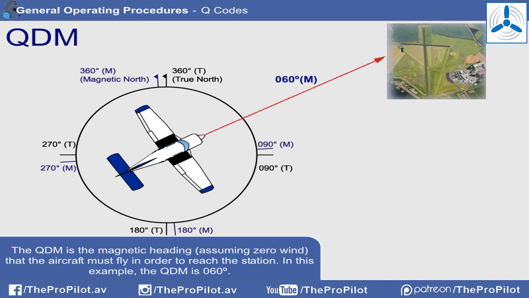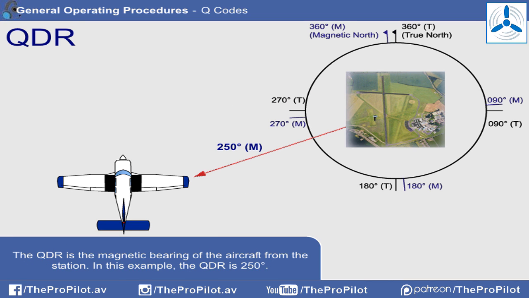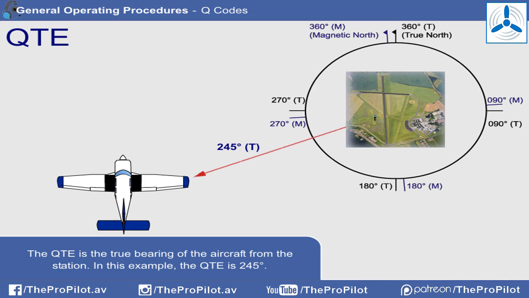The QDM is the magnetic heading, assuming zero wind, that the aircraft must fly in order to reach the station. In this example, the QDM is 060 degrees. The QDR is the magnetic bearing of the aircraft from the station. In this example, the QDR is 250 degrees. The QTE is the true bearing of the aircraft from the station. In this example, the QTE is 245 degrees.